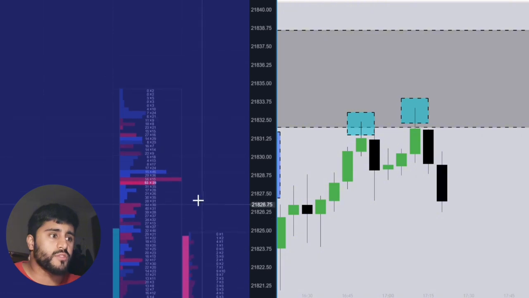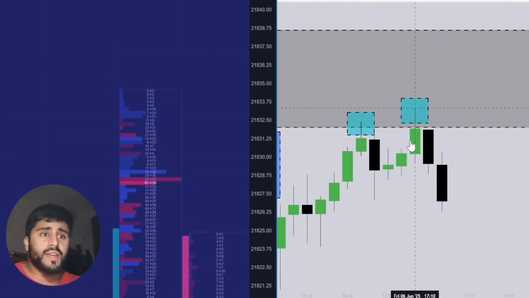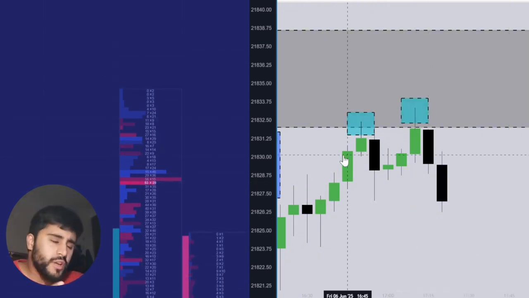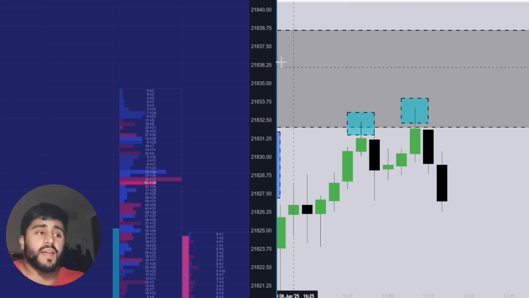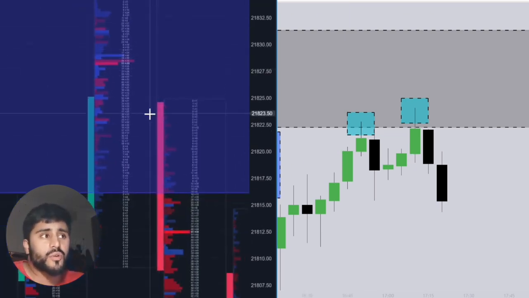And this is what's even more interesting. Now, we saw a green candle followed by two red candles. You're not interested in the red candles, the black candles. You're interested in what's going on over here.